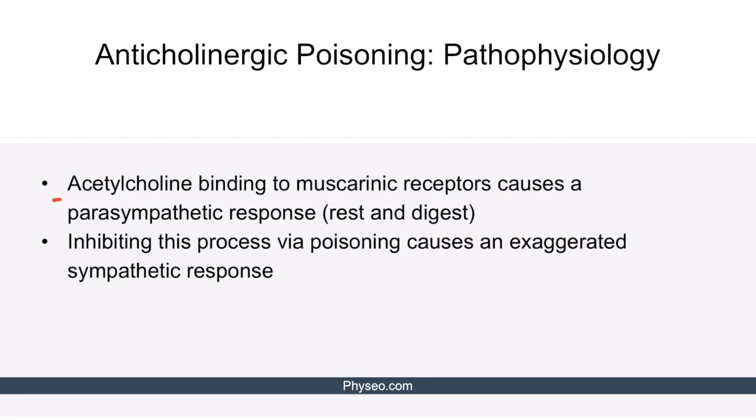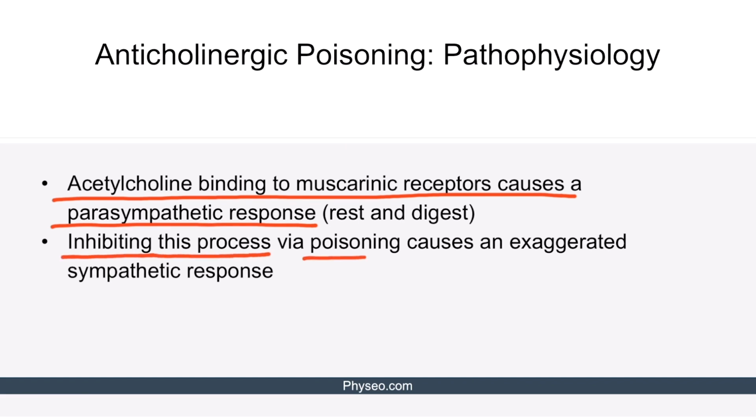When acetylcholine binds to muscarinic receptors, it causes a parasympathetic response, which is normally activated when the body is ready to rest and digest. For example, when muscarinic receptors are activated in the heart, the heart rate decreases. When muscarinic receptors are activated on the intestinal smooth muscles, the motility of the gastrointestinal tract increases to aid in digestion. Inhibiting this parasympathetic process via poisoning causes an exaggerated sympathetic response.